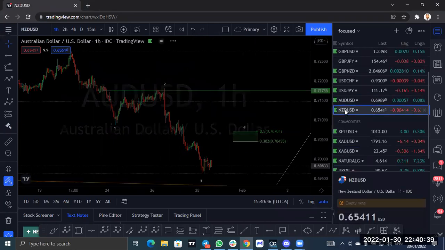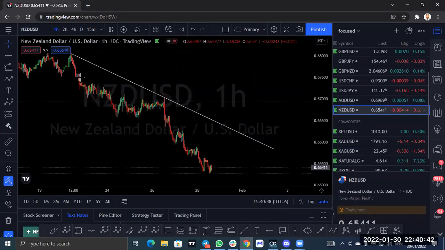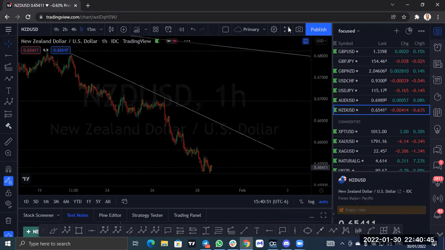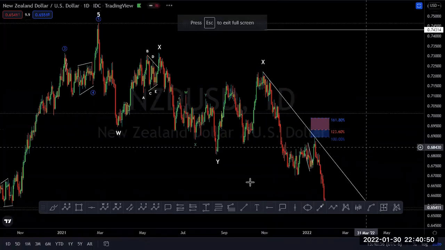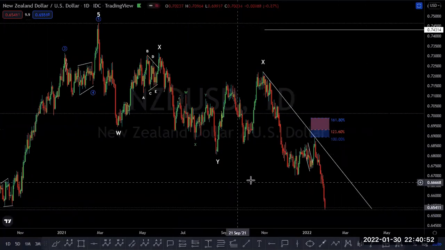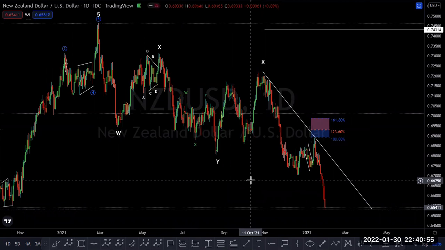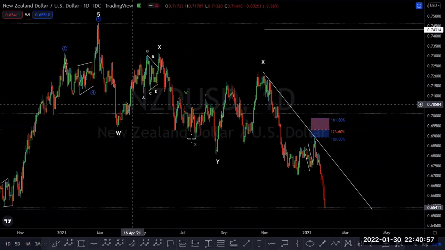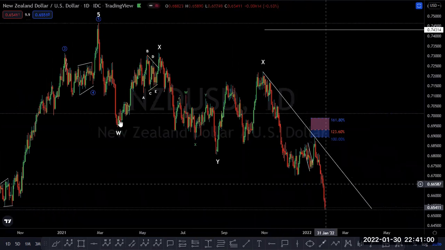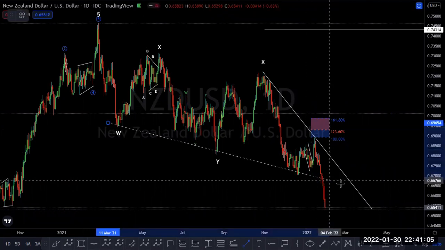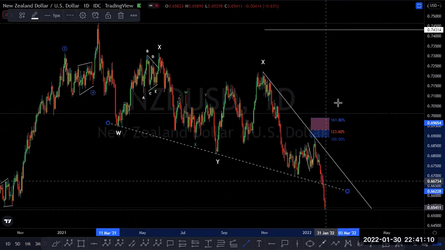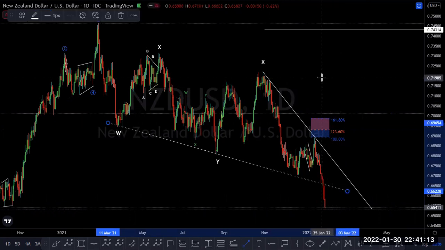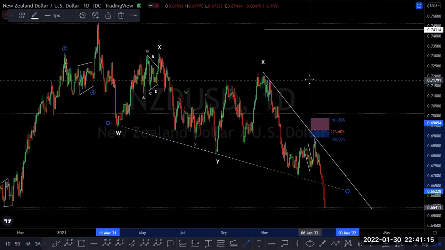New Zealand USD. Let's see daily. New Zealand USD went deeper than I thought. You know, last week there was a line I put here. The line was like this, and I thought it would bounce off the line. This is why you don't make a trade on assumption.